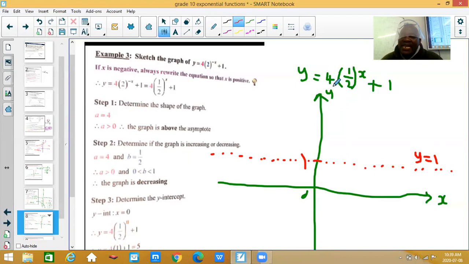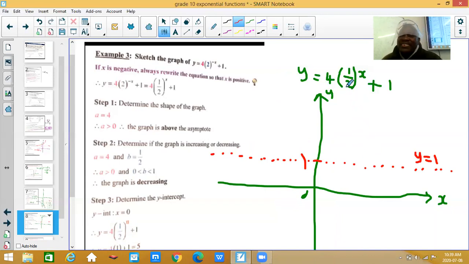Now you analyze this one. Our A, what is the value of A? Is 4 positive or negative? Positive. Is the graph above or below? It will be above. Since it is above, it could be something like this or something like that, right? It cannot be below, right?